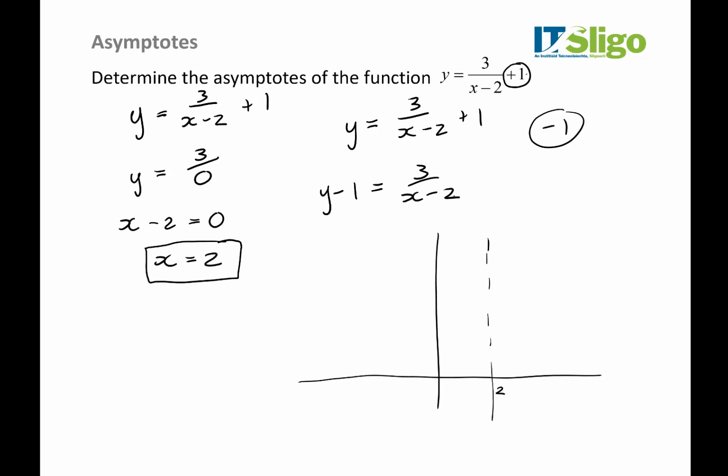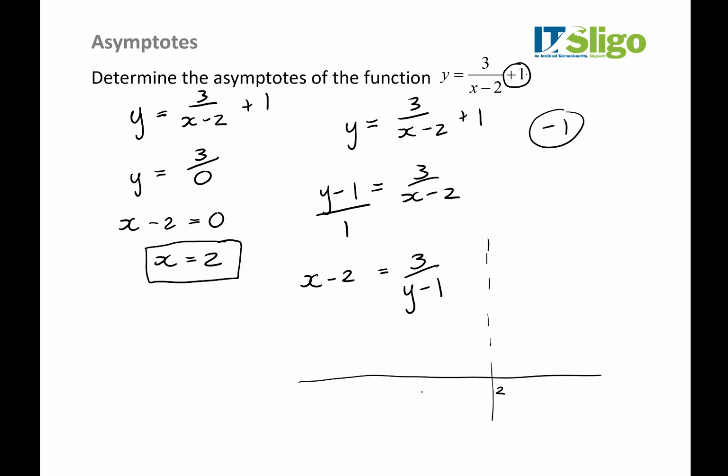So now, and now I can write this as a fraction. Now we've got a simple fraction on both sides. I can swap across my diagonals. X minus 2 is equal to 3 over y minus 1. Now again, I can tidy this up.